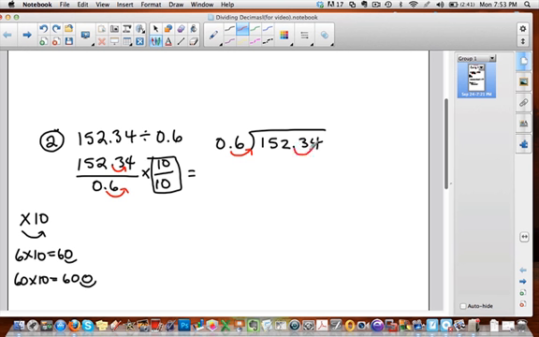Now I have to warn you that when you do this, do not try and do your work after you've done the arrows. Rewrite it. Take the 3 seconds it takes to rewrite this. 6 into 1,523.4. Okay? Now you say, okay, how many times does 6 go into 15?